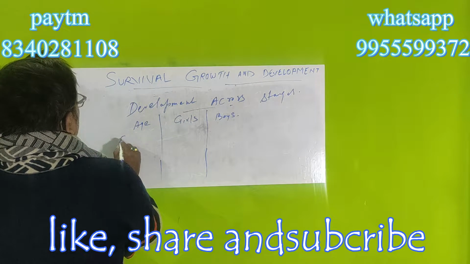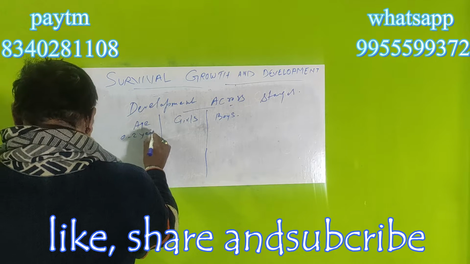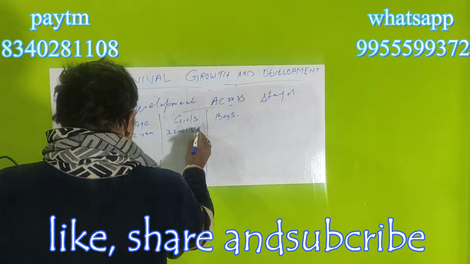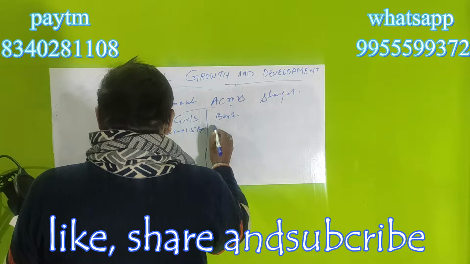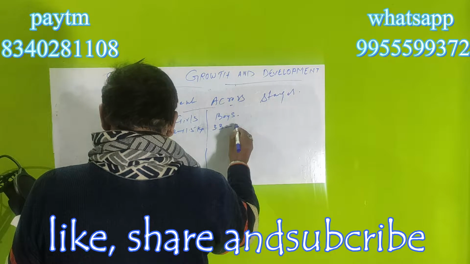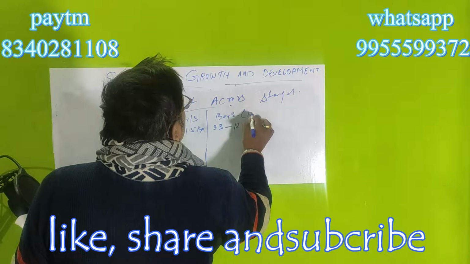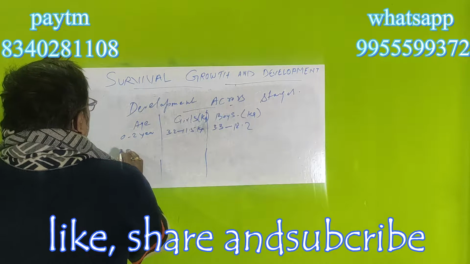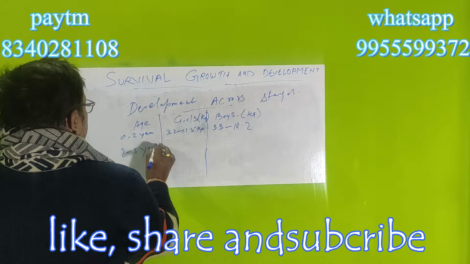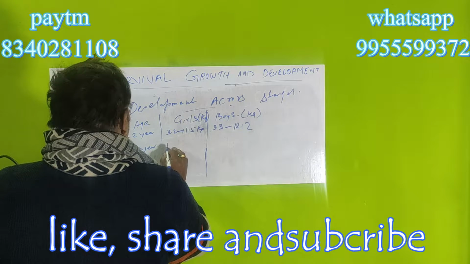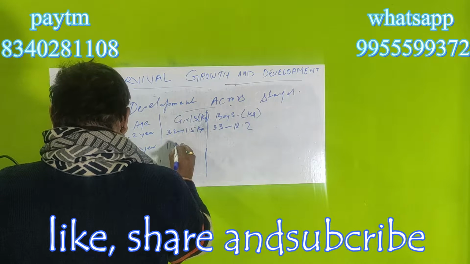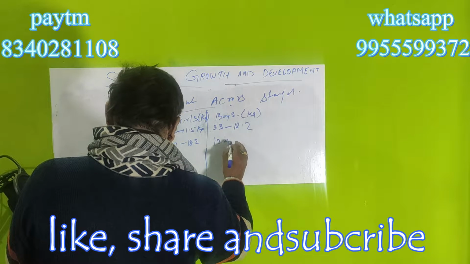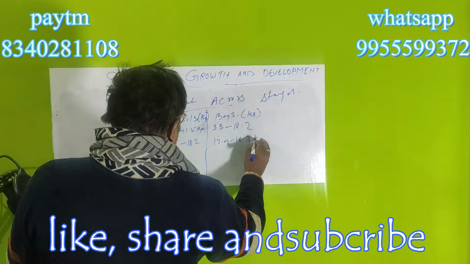If it is 0 to 2 years, girls are 3.2 to 11.5 kg. Boys are around 3.3 to 12.2 kg. These are all in kgs. And when it is 2 to 5 years, the girl's weight is around 11.7 to 18.2 kg, boys around 12.4 to 18.3 kg.